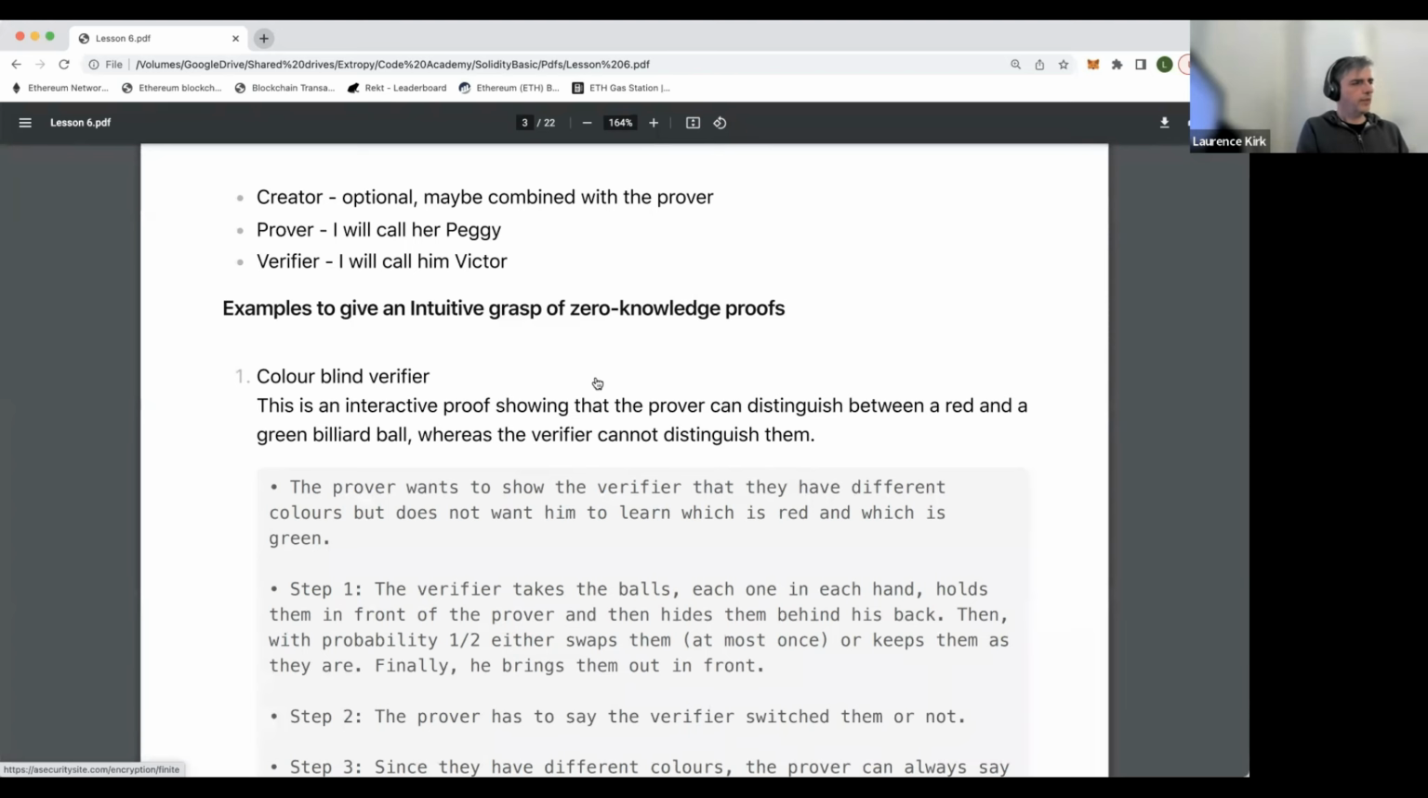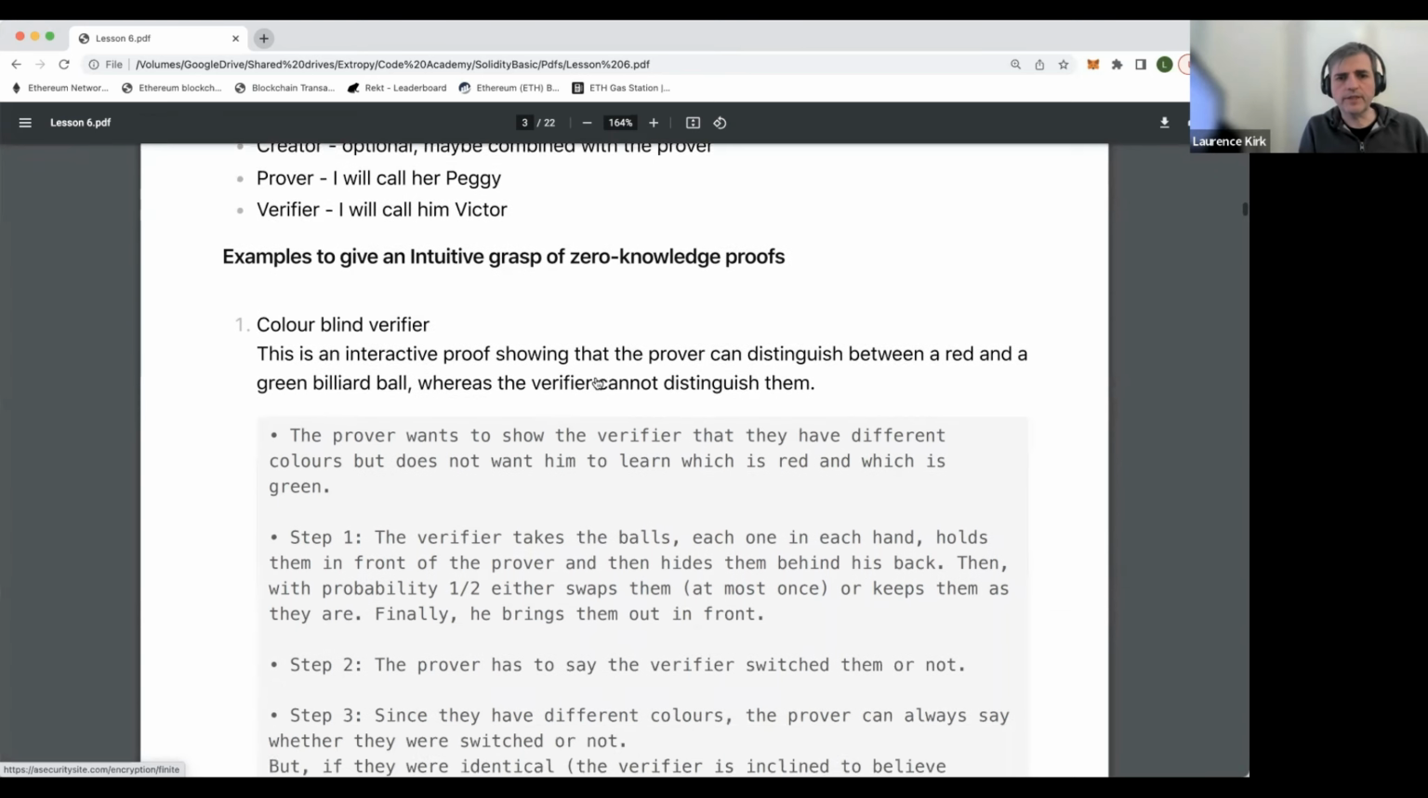So this is an example where we imagine we have a verifier who has a red and a green billiard ball. And because of their color blindness, they cannot distinguish between these 2 balls. And that person, that's the verifier, that's Victor. And the prover can distinguish between these 2 and knows that one is green and one is red. And the prover wants to show to the verifier that not only is there a difference between these 2 balls, but they can tell the difference.